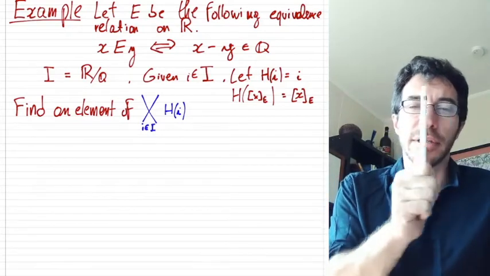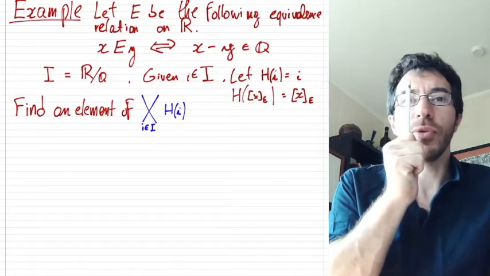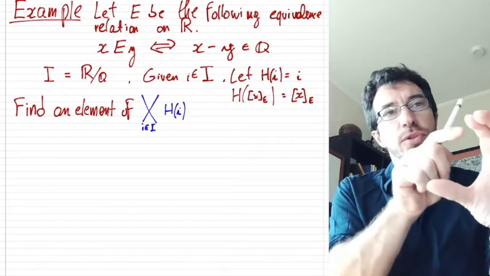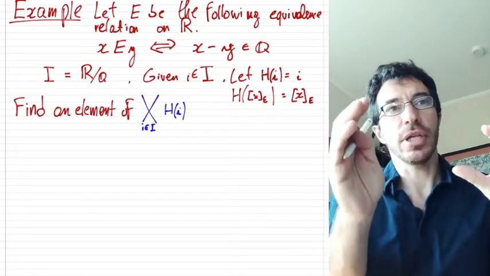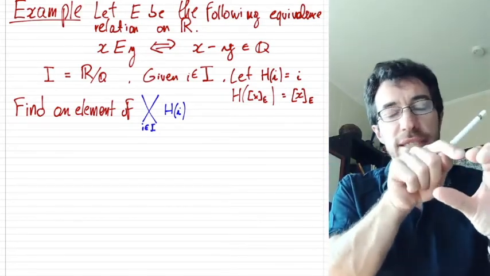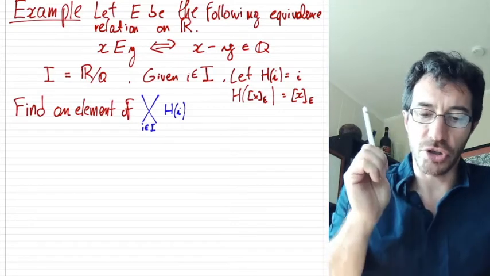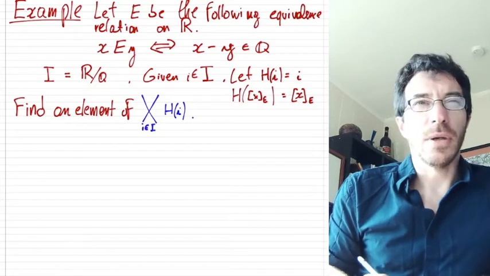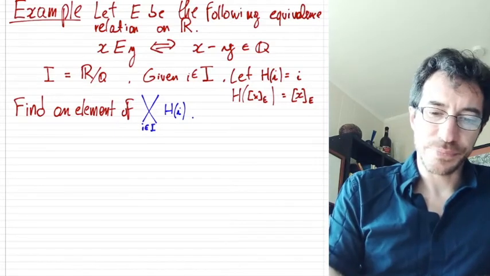But a single element for each equivalence class, we're going to choose one element. So the function is going to map the whole equivalence class to an element inside the equivalence class. Okay, so the task for you is to think about how to find an element from it.